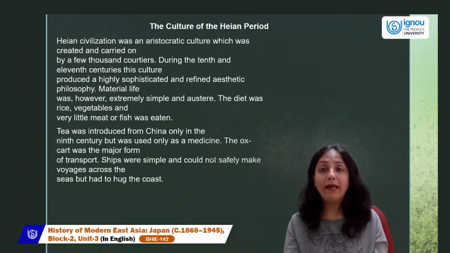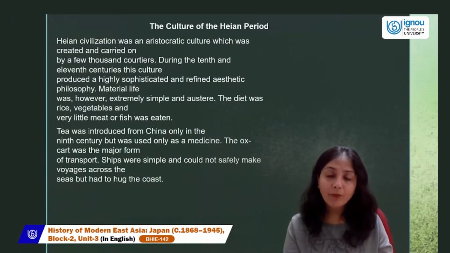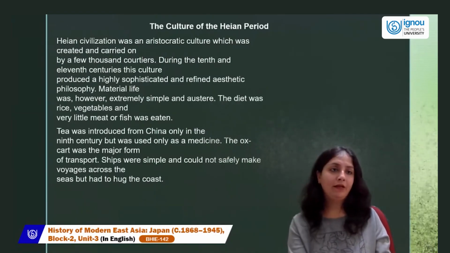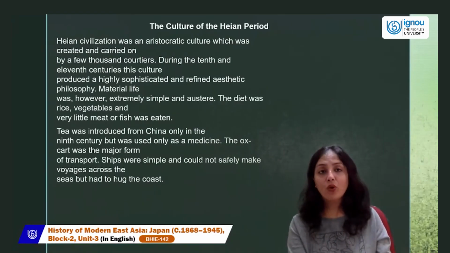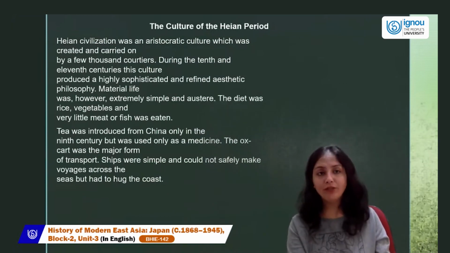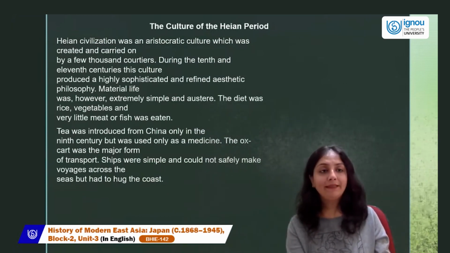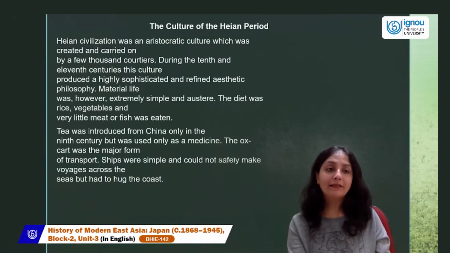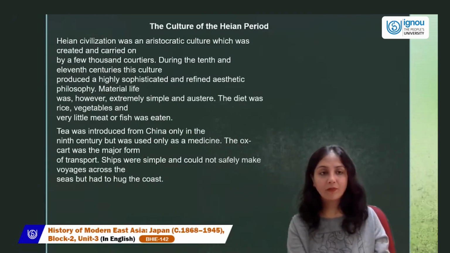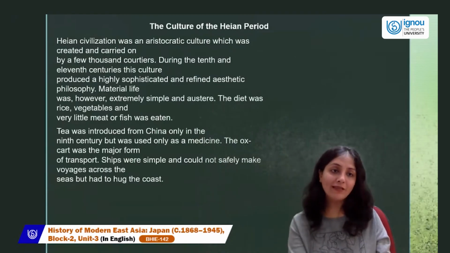What was the culture of the Heian period? Because we are talking about the Heian period, we should know about its culture in Japan. Heian civilization was an aristocratic culture which was created and carried on by a few thousand courtiers. During the 10th and 11th centuries, this culture produced a highly sophisticated and refined aesthetic philosophy. Material life was, however, extremely simple and austere.